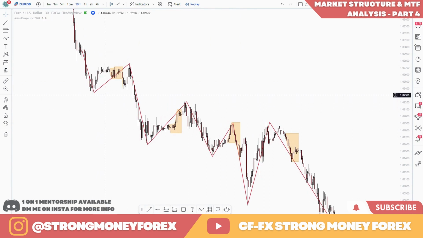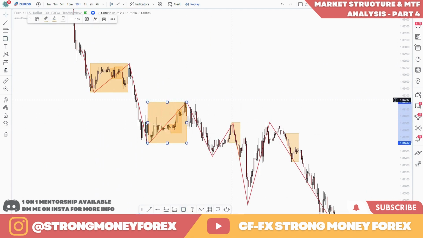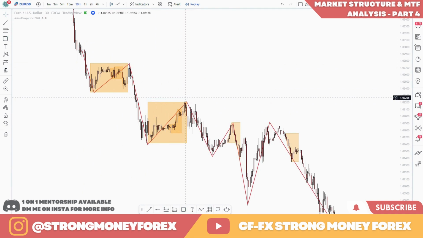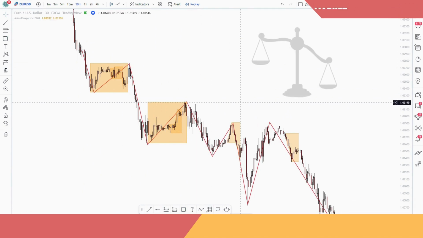And when that happens, ultimately, for this short period of time, so from here to here, we have more buyers in the marketplace than there are sellers. Same here. From here to here, we have more buyers in the marketplace than there are sellers. So it's a constant battle. Remember, this is a zero-sum game. Imagine it like a set of scales.